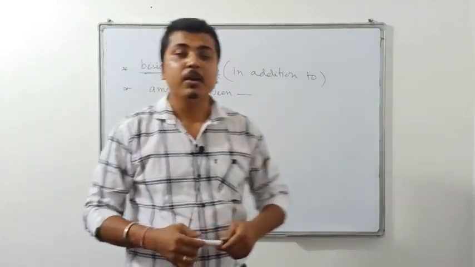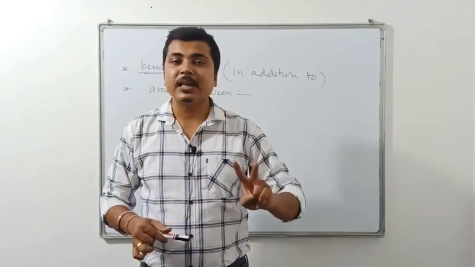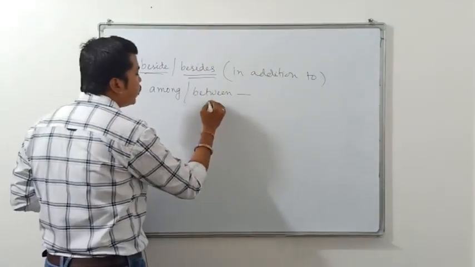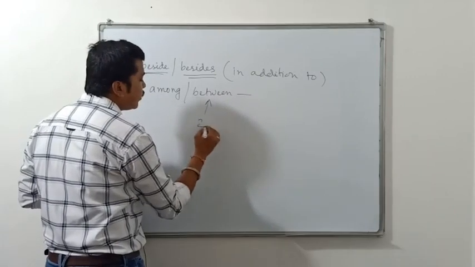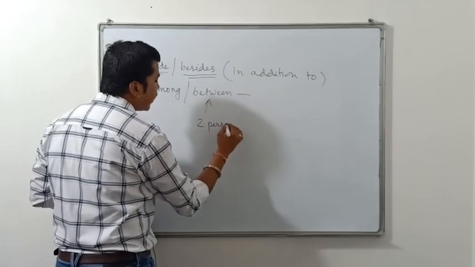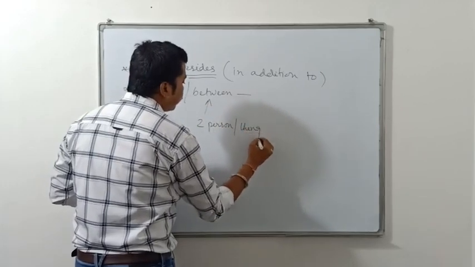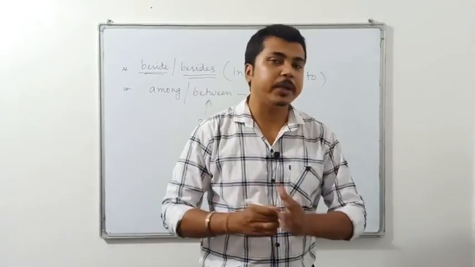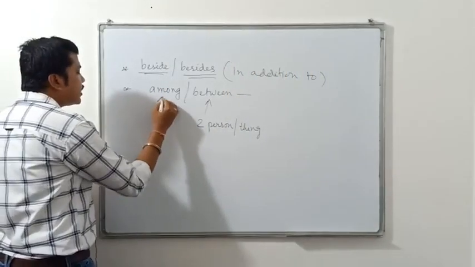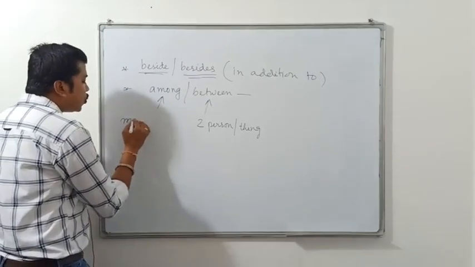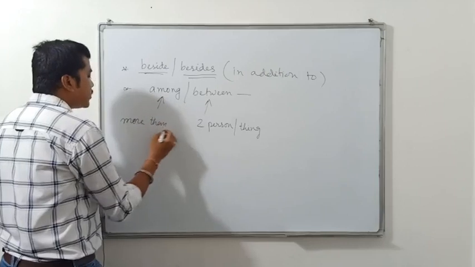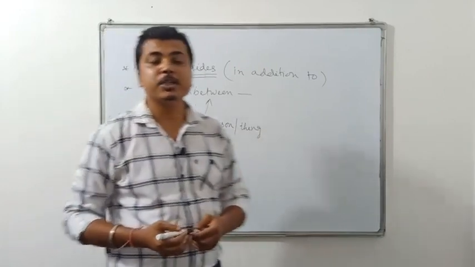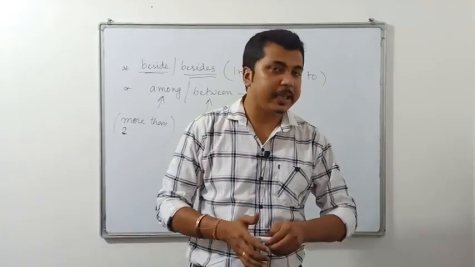Dear student, remember, when we are speaking about two person or two thing in a sentence, in that case we are going to use the prepositional word between. Okay, between is used when we are speaking about two person or thing. And among is used when we are speaking about more than two. It can be 200, 2000, more than 2. Okay, among is used in case when we are speaking about more than two person or two thing.